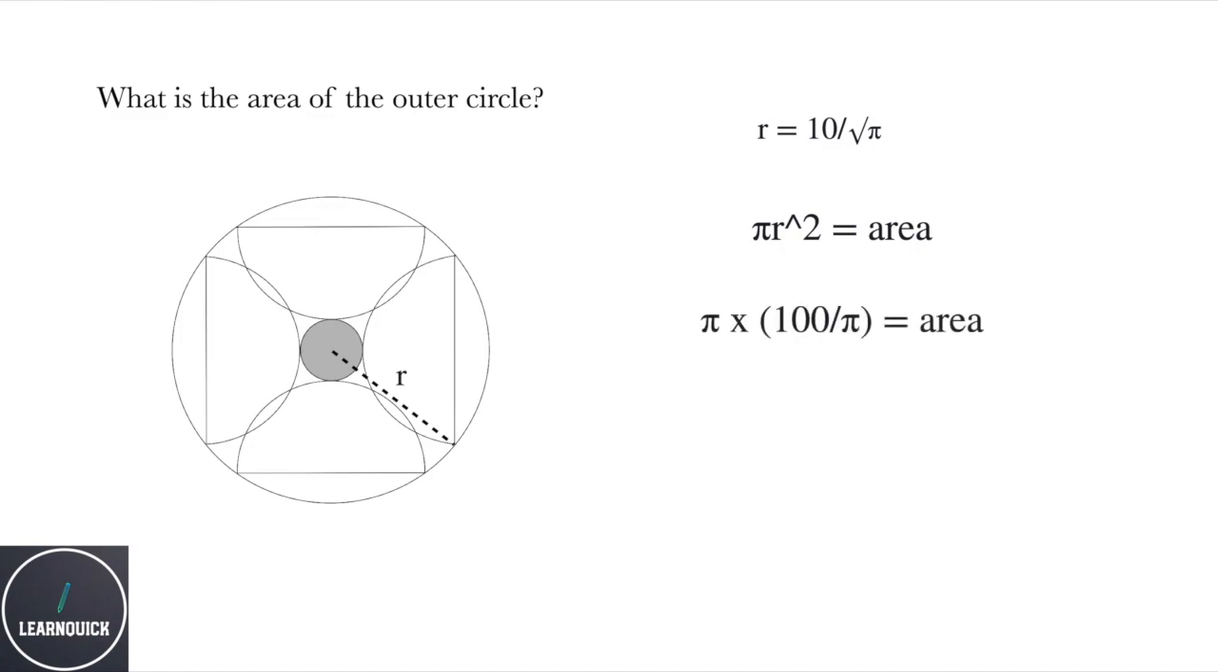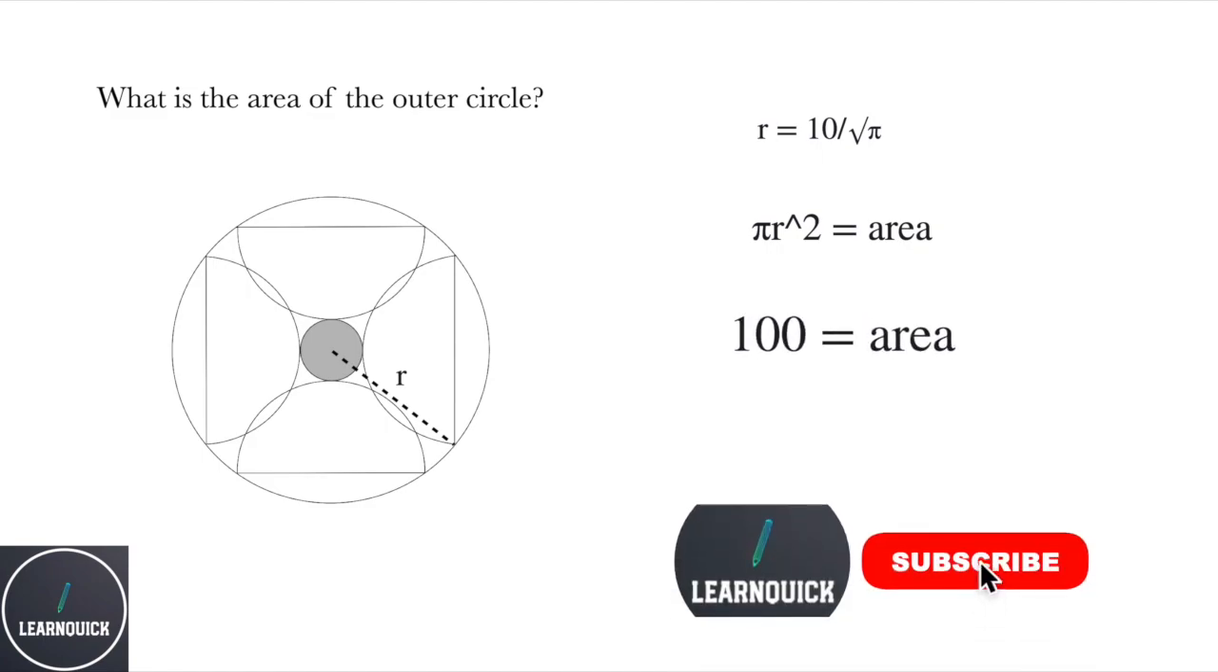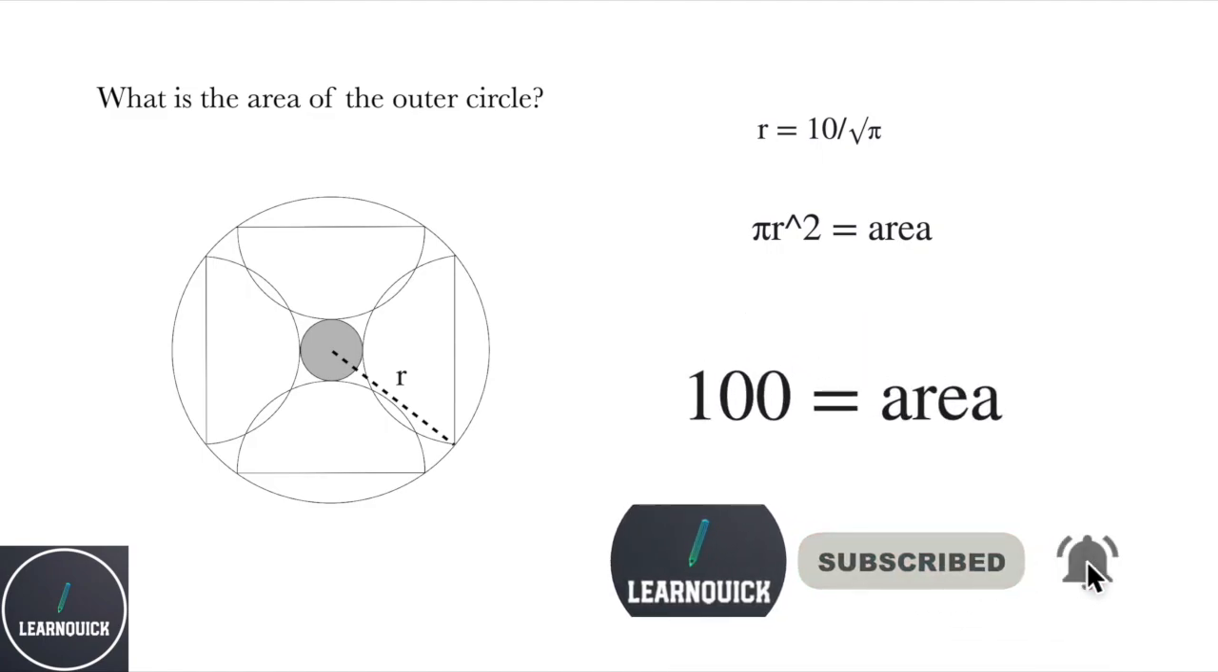pi R squared, giving us pi times 100 over pi. And because we have pi on both sides, we can just cancel that out, giving us an area of 100. And this is the answer.